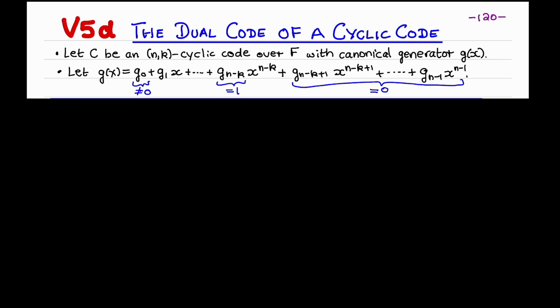I've written out g of x here as a polynomial of degree at most n minus 1. Since g has degree n minus k, these coefficients on the right are all 0. Also, since g of x is monic, the coefficient g_{n-k} is equal to 1. And finally, the coefficient g0 must be non-zero, because if it were 0, this would mean that x divides g of x, which is impossible since g of x divides x to the n minus 1, whereas x doesn't divide x to the n minus 1.